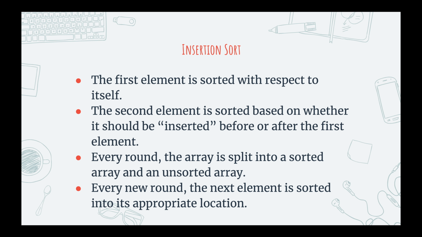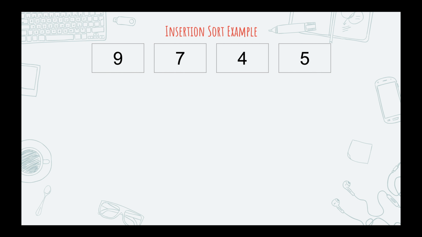So the left side of the position that we're at currently is going to be a sorted array, and all the values to the right is going to be our unsorted array. And what it will do is that it will find the appropriate location by comparing it to the values to its left and then finding where it should insert. So let's look at an example.